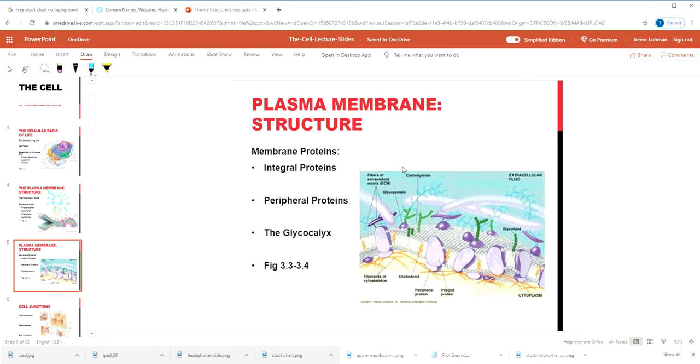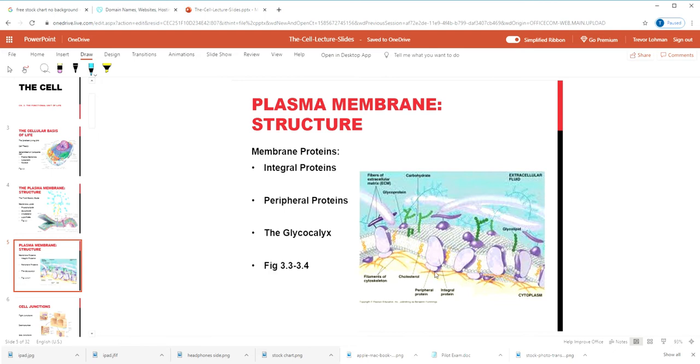Second slide here in the plasma membrane talks about membrane proteins. So the last slide was lipids, this is proteins. We have a few different kinds of proteins. Any protein that is within the lipid core of the cell membrane is going to be called an integral protein. Those can span the entire membrane, in which case they're called a transmembrane protein, like this one right here, where there's a part sticking into the extracellular fluid and the intracellular fluid.